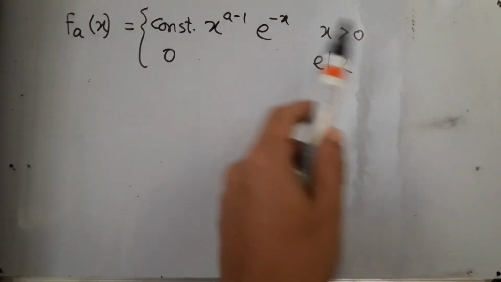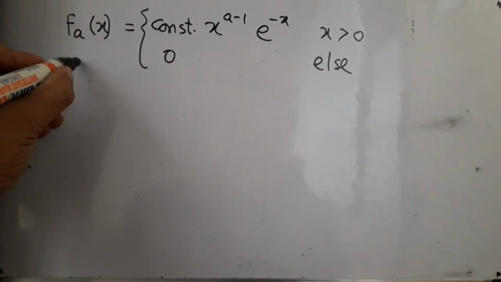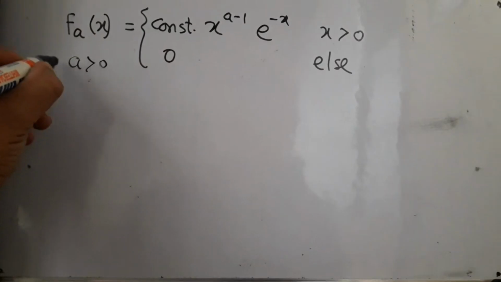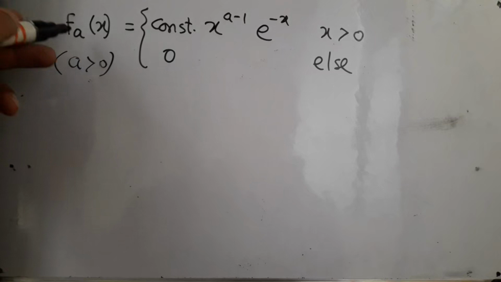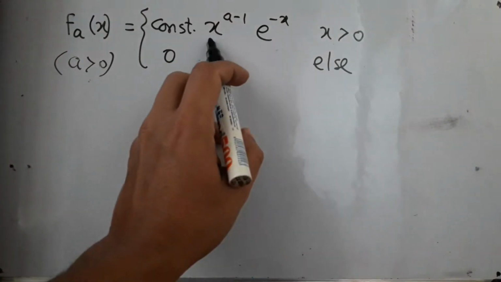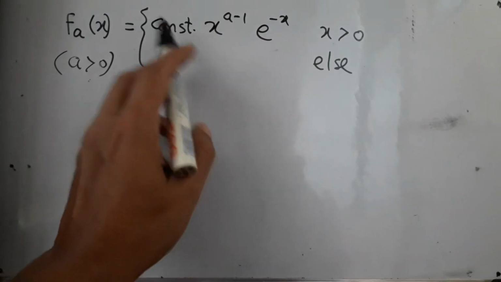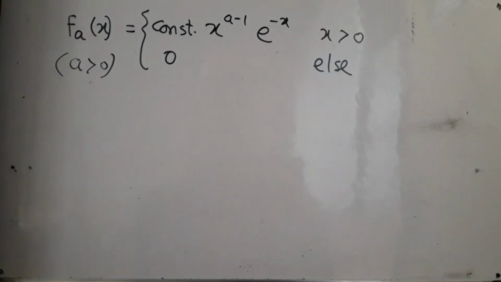Suppose I give you a family of densities. I tell you all these things are densities when a is positive. So f1 is a density, f1.5 is a density. The densities all have the common form: x to the power a minus 1, e to the power minus x. The constant is whatever is needed to make the total integral 1.